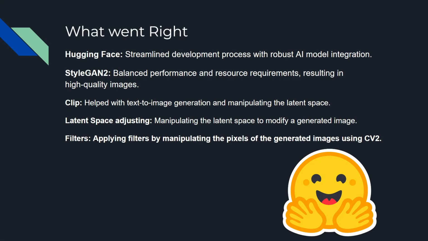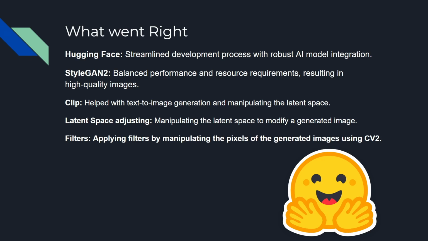What went right for our research? Hugging Face. We utilized Hugging Face's platform for its resources that significantly streamlined our development process, providing robust support for integrating advanced AI models. StyleGAN 2. We chose StyleGAN 2 because of its effective performance, as it offered a good balance of resource requirements, allowing us to create high-quality images without overwhelming our hardware.